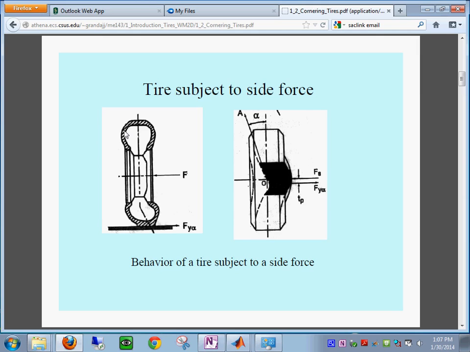But look what happens to the middle. And of course, these are exaggerated a little bit because you don't see this radical deformation unless you're taking a curve at 80, 90 miles an hour. But in principle, this is what happens to the tires when you take a corner.